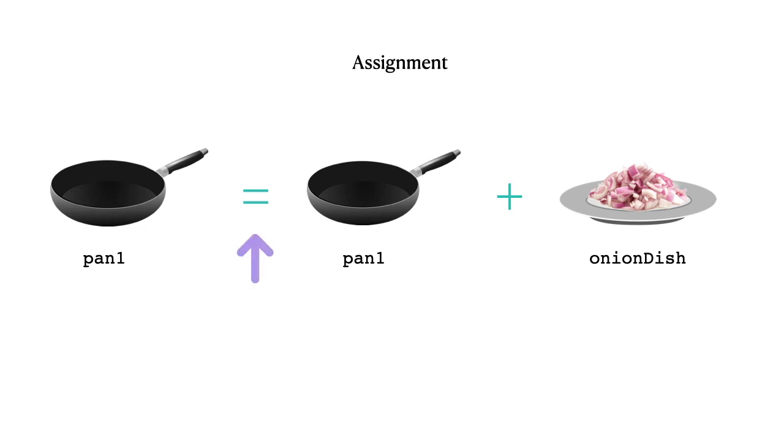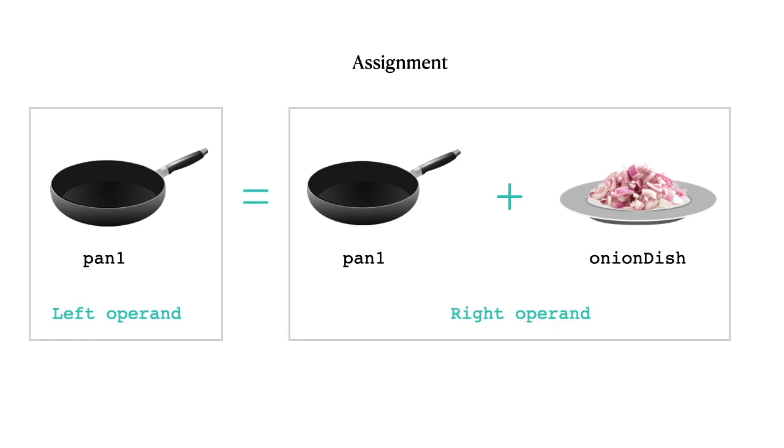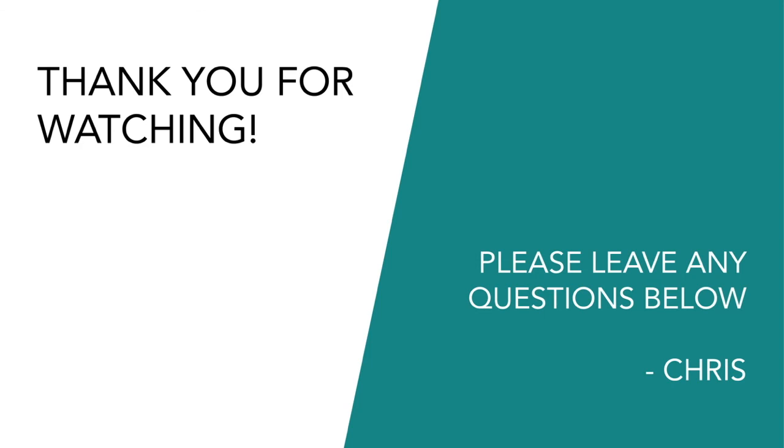The equal symbol is the basic assignment operator, and the plus symbol is an arithmetic operator. An assignment operator assigns a value to its left operand based on the value of its right operand. In the right operand, the value of onion dish is added to the value of pan 1, effectively creating a copy of 1 large chopped onion. This new copy is then assigned to the left operand, updating the value of pan 1 from empty to 1 large chopped onion. We'll take a more detailed look at assignment operators and variables throughout the rest of this series, so you generally have a better idea of how they work.